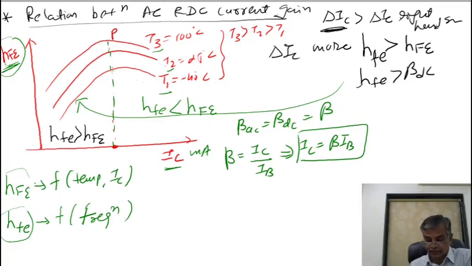Remember what I am telling you again. Here AC current gain is more, here AC current gain is less; in this region AC is more, here DC current gain is more. It means there is a variation between DC current gain and AC current gain. Yes, there is a variation. But when can you find the variation? When collector current is too large or too small.